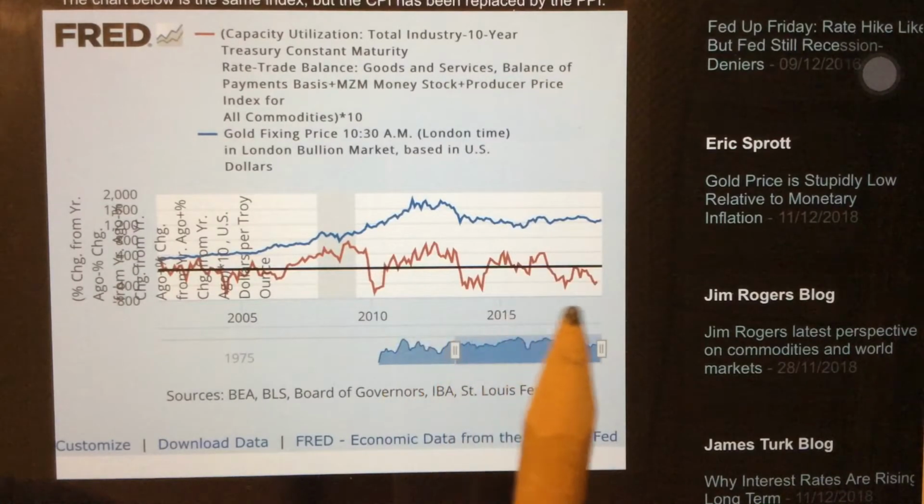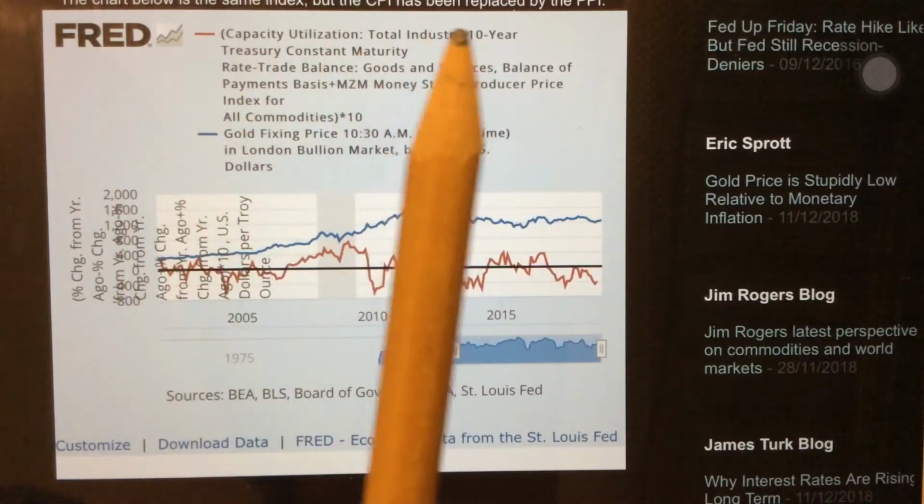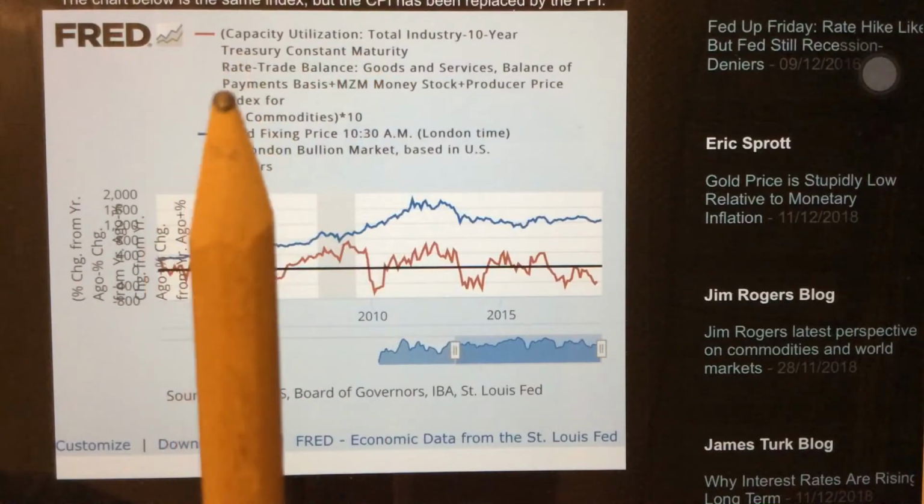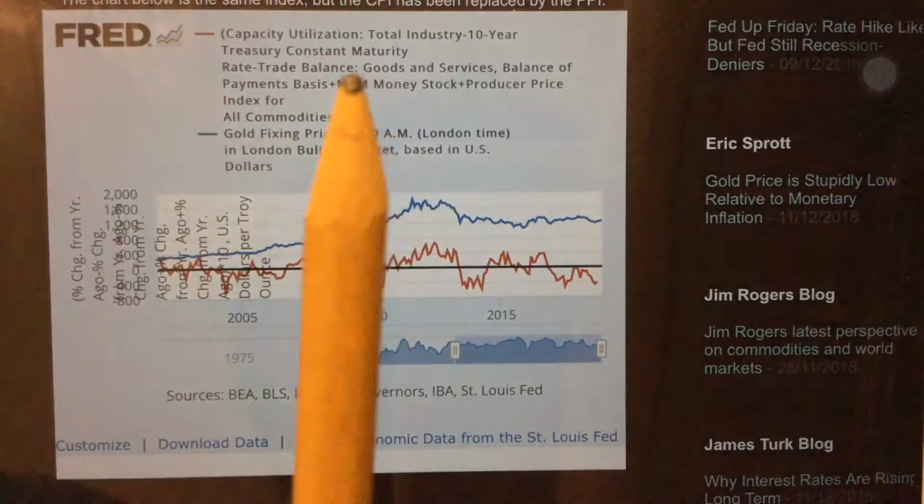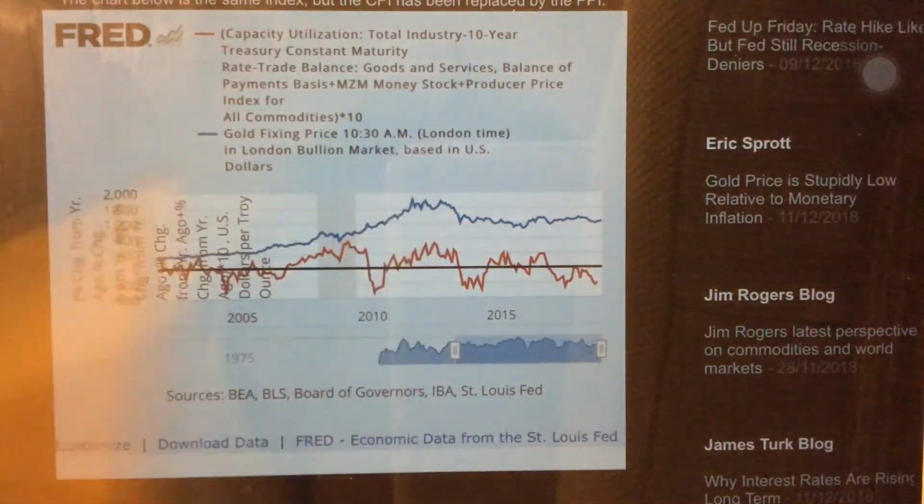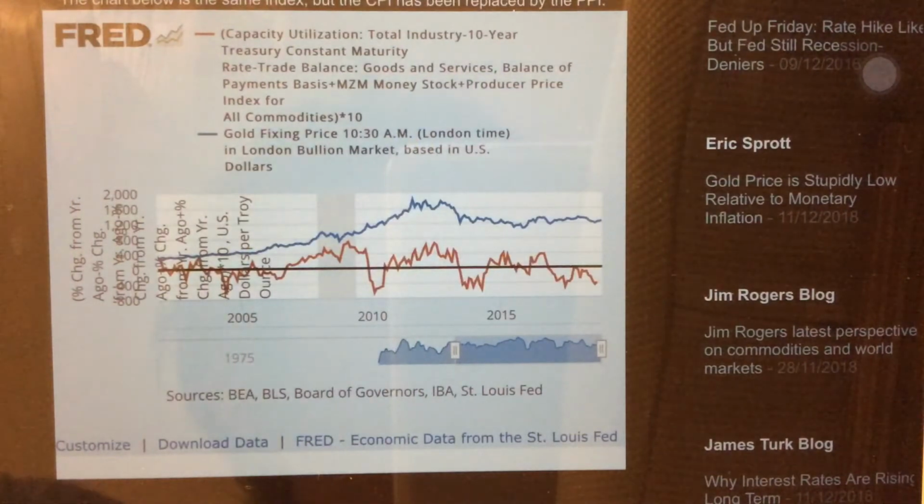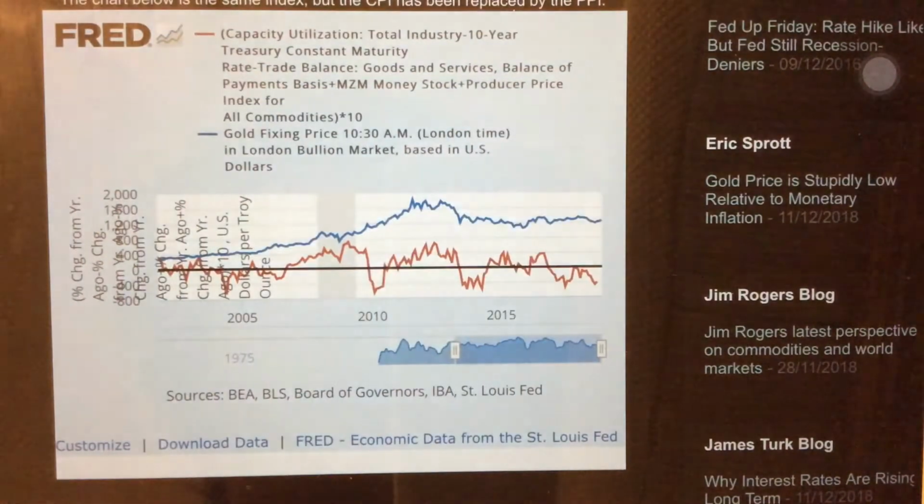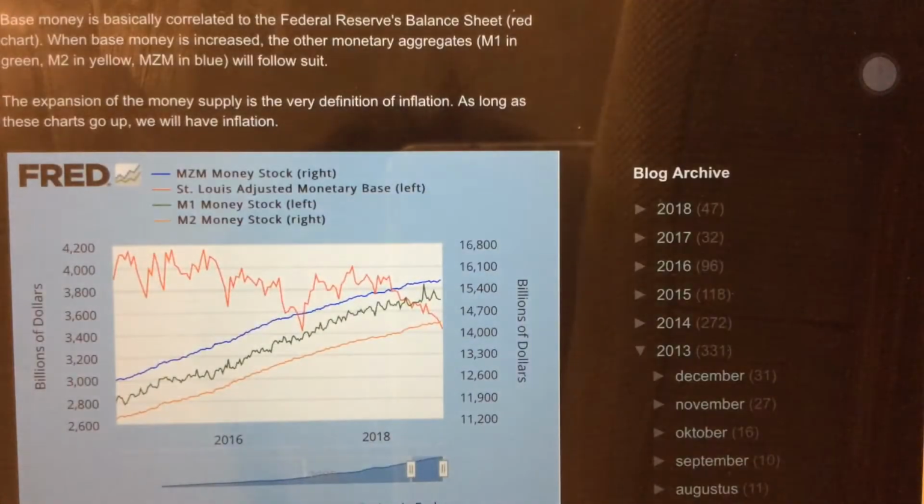And this index is based upon several indicators like the capacity utilization, the 10-year yield, trade balance, the money stock MZM, and the producer price index. So let's go over all of them. Let's start with the money supply.